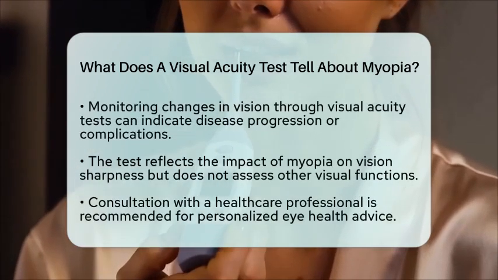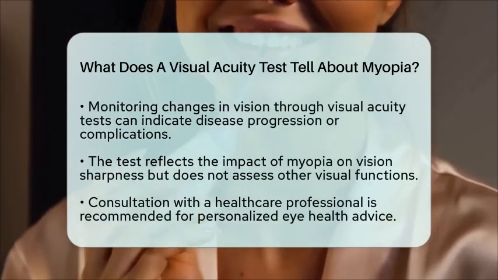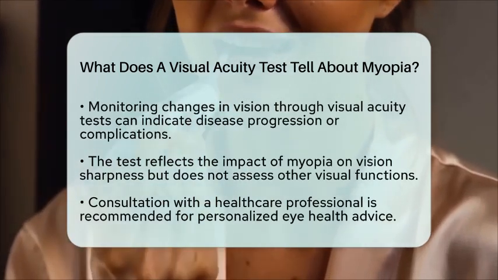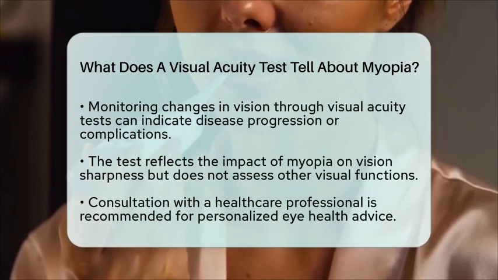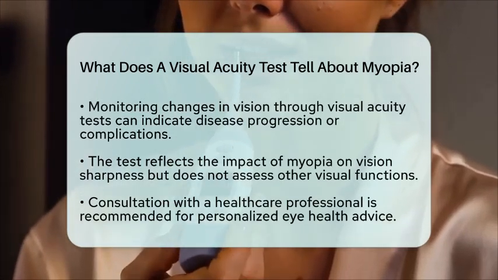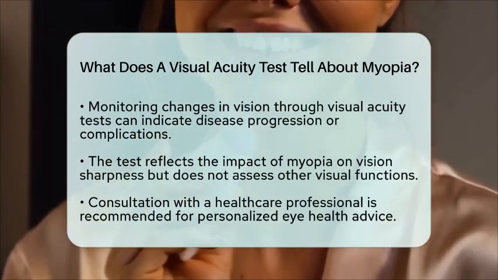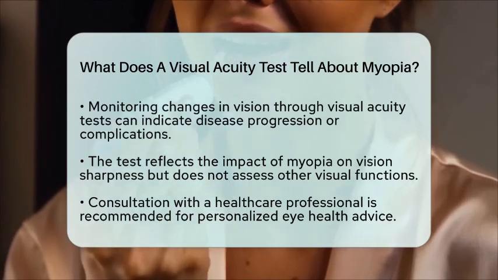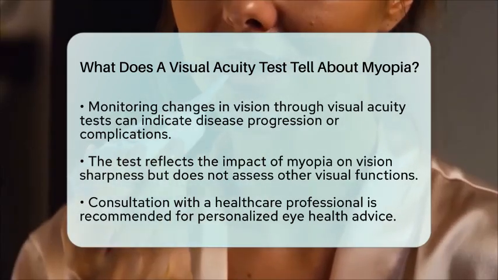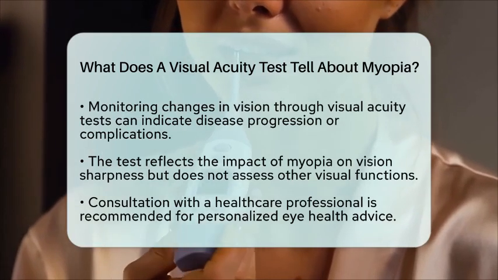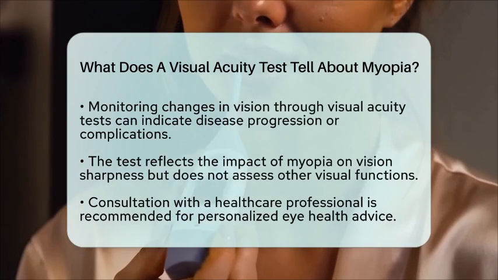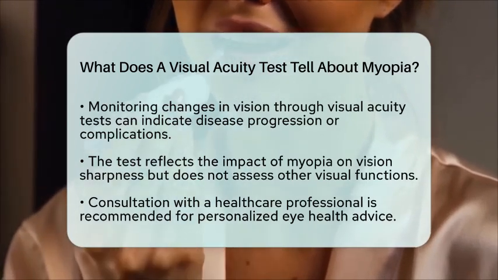In summary, a visual acuity test measures how clearly you see at a distance and can suggest the presence of myopia if your uncorrected vision is reduced. Reduced uncorrected visual acuity in youth is a strong predictor of developing myopia later in life, but normal acuity does not rule it out. The test reflects the functional impact of myopia on vision sharpness but does not assess other visual functions like contrast sensitivity.